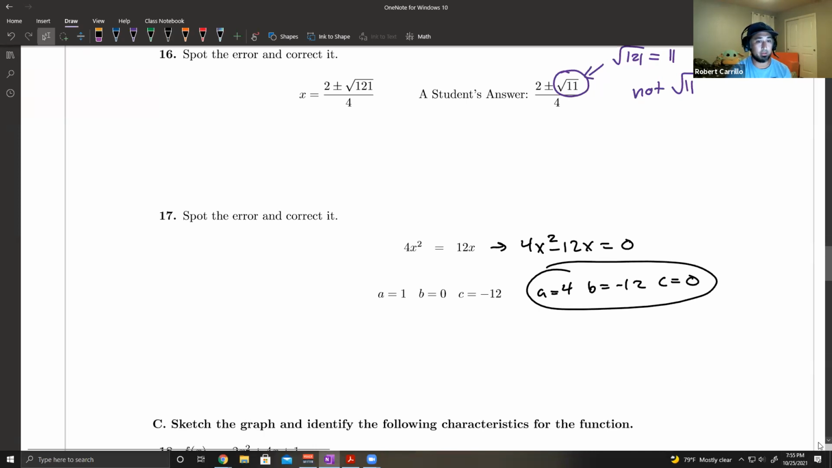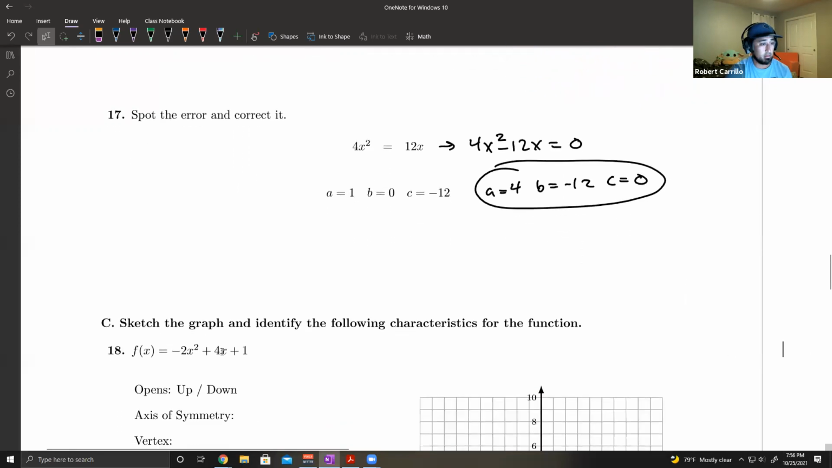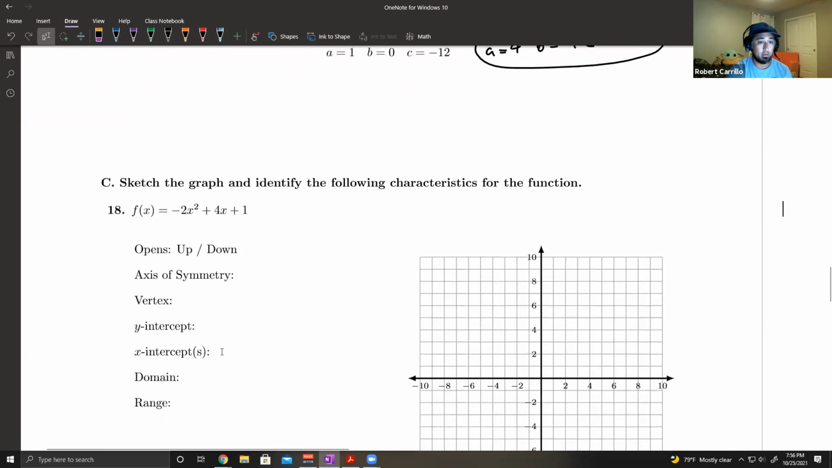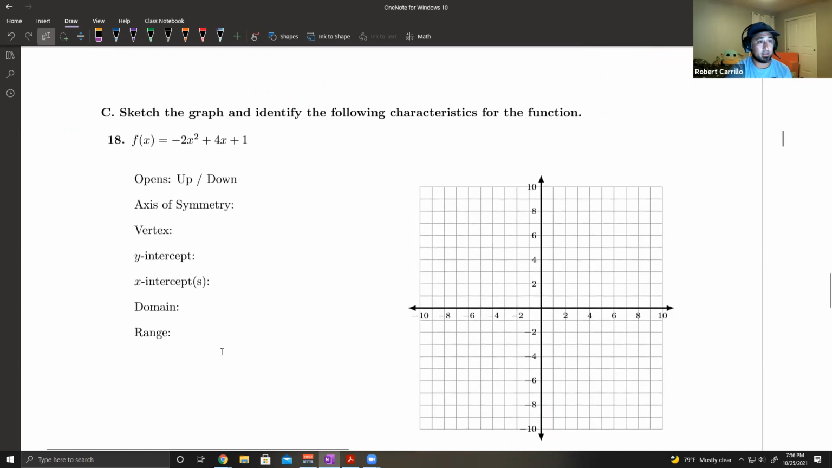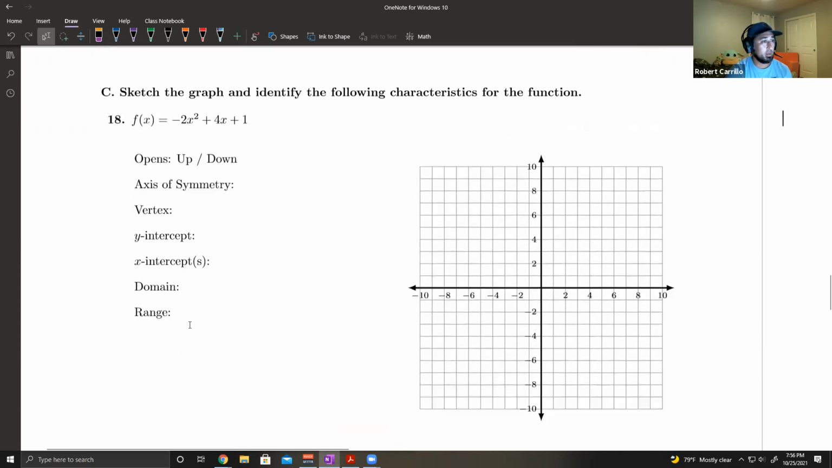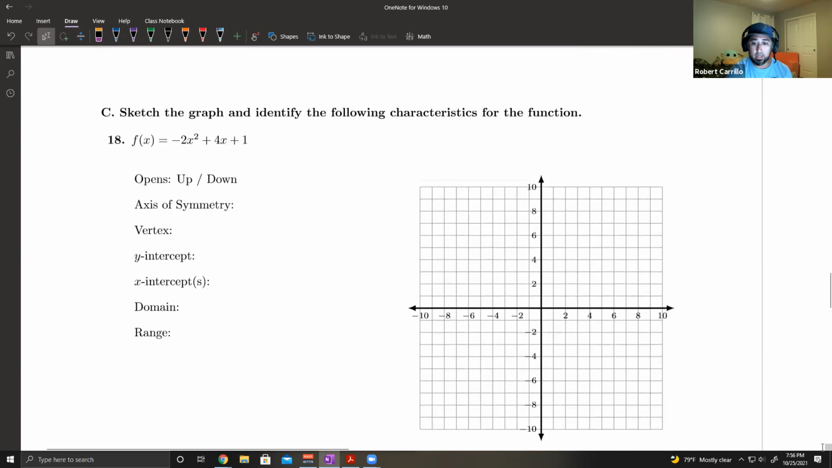All right. Cool. All right. And keep it moving. Next is sketch the graph. So doing stuff we know already, and now actually finding x-intercepts by using the quadratic formula.